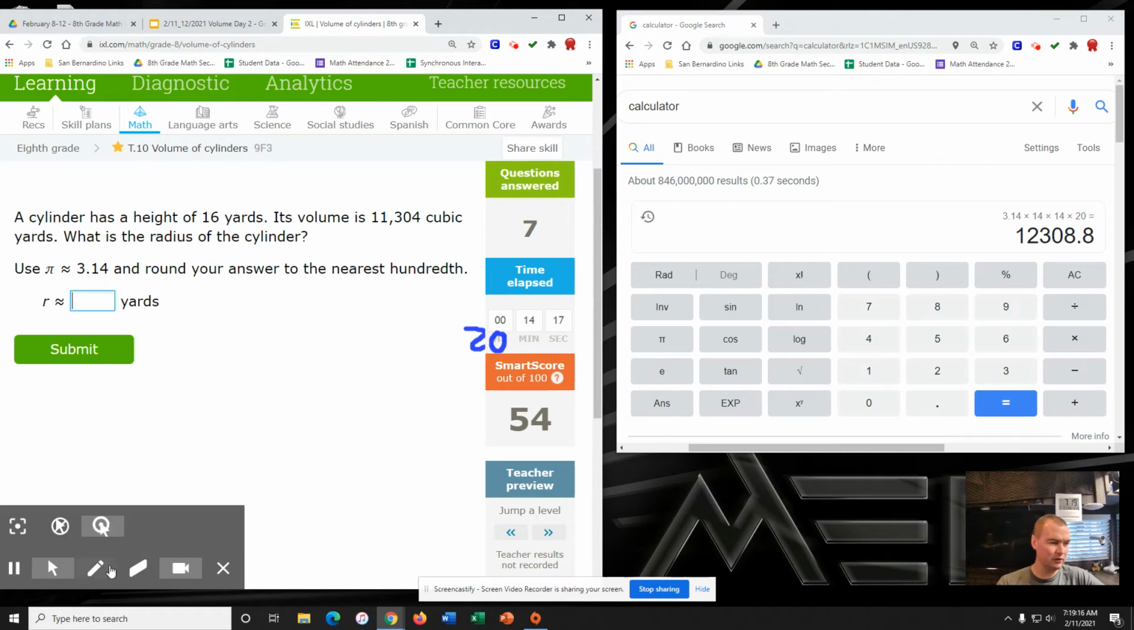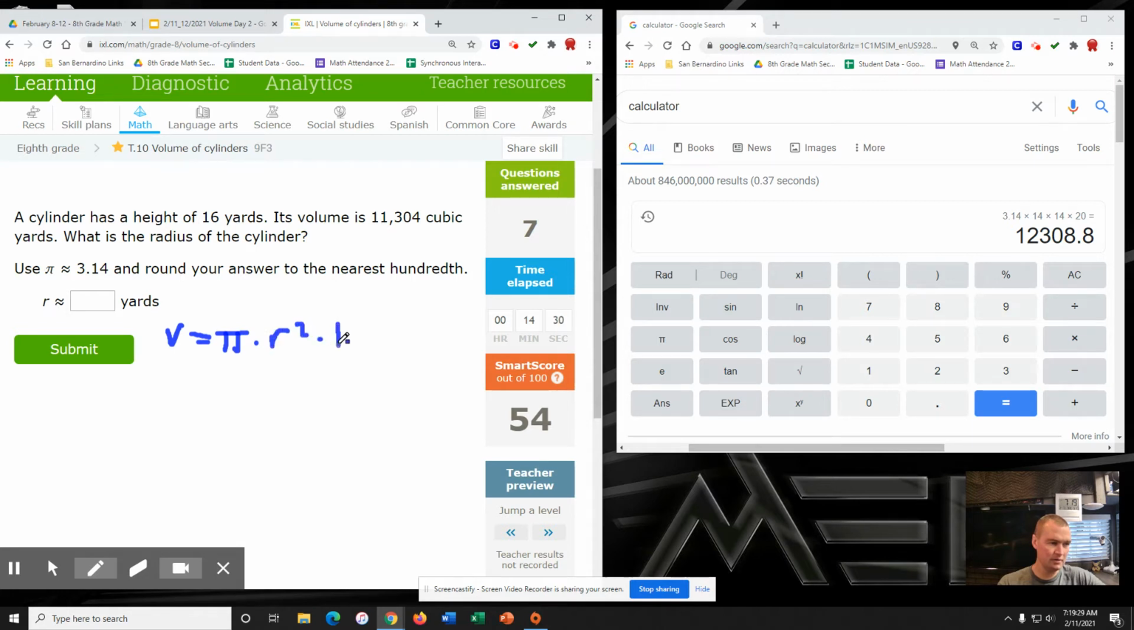And there we go. We're at a smart score of 54. Clear the board. All right. Cylinder keeps on going. So we got volume equals pi times r squared times h. So next step, we got volume equals pi 3.14 times, where is our radius? Uh-oh.